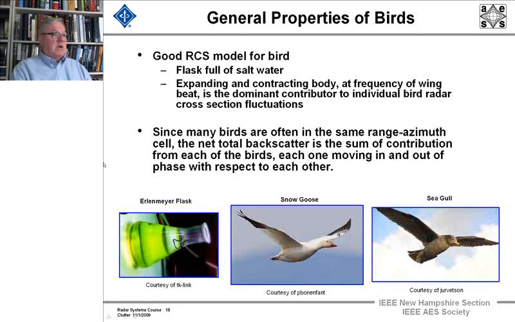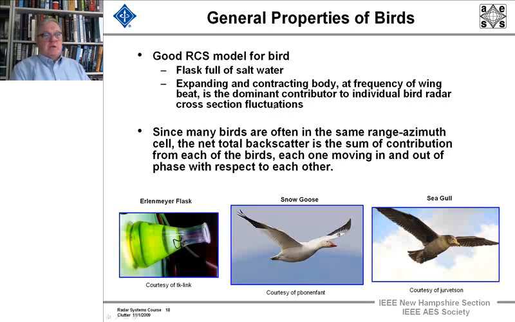And I see over here I have an Erlenmeyer flask, and it's got some liquid in it, but it's that body that we worry about, that reflects. There's not much reflective material in the wings, although they're obviously very important to the birds. And the expanding and contracting of the body at the frequency of the wing beat is the dominant contributor to the individual bird's cross-section fluctuations.